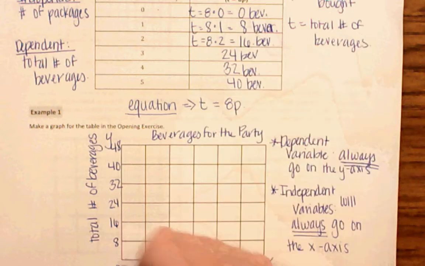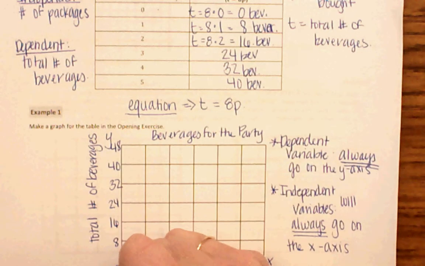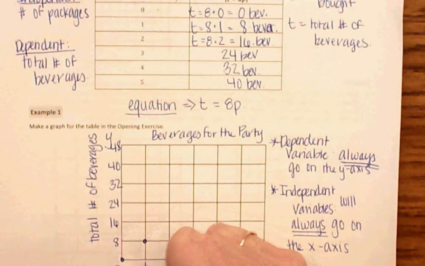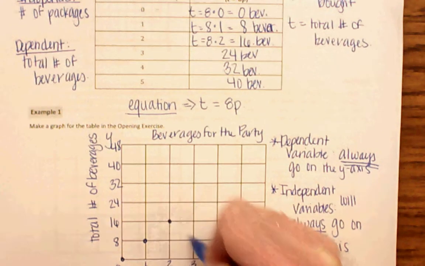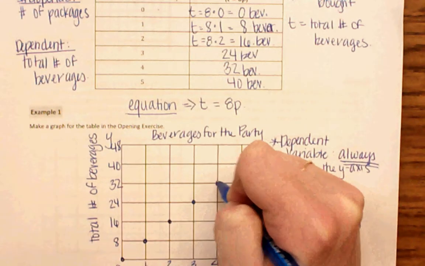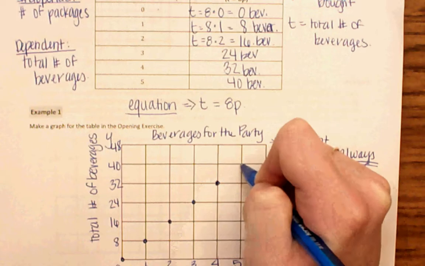0 and 0 for 0 packages. 1 package, how many did we have? We had 8 beverages. 2 packages, we had 16. 3, we had 24. 4, we had 32 beverages. 5 packages, you have 40.